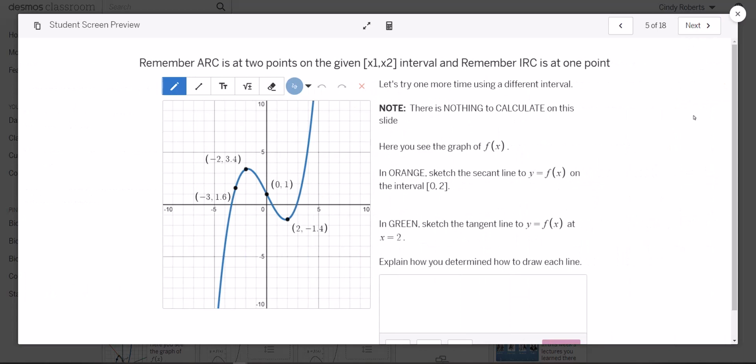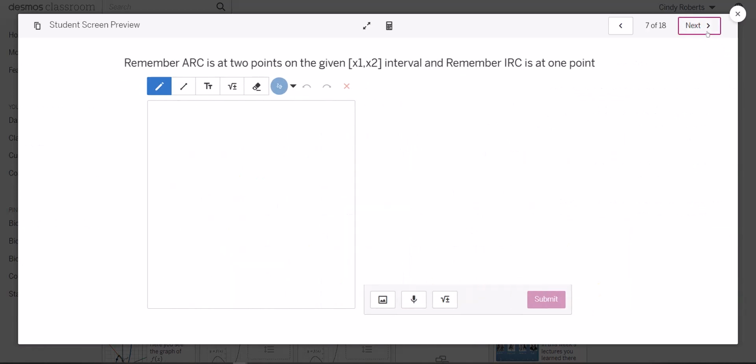I'm going to do the same thing on this one, but be sure you're looking at the interval. These are the X values. So from 0 to 2, you're going to draw that secant line and then the tangent line at exactly 2, and then you're going to compare it with that one.